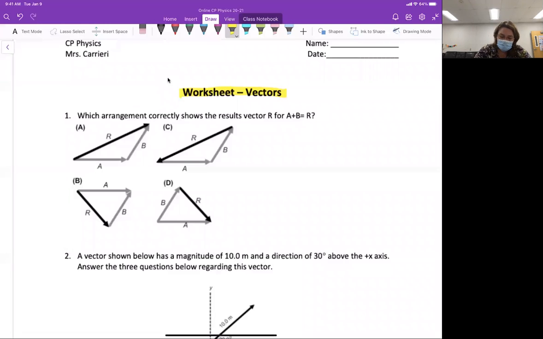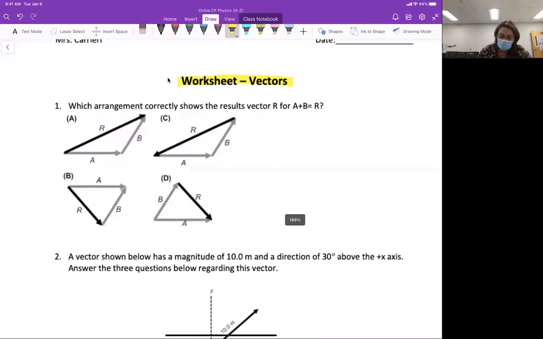All right, this is Mrs. Crary, and this is a worksheet on vectors. This is what we're doing in class. Which arrangement correctly shows the result vector R such that A plus B is equal to R? So these are two vectors, A plus B equals R.